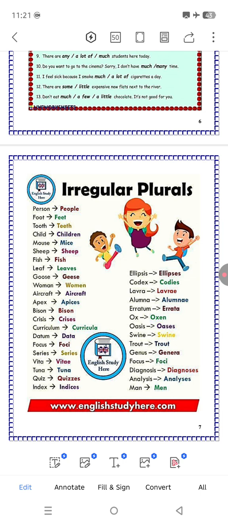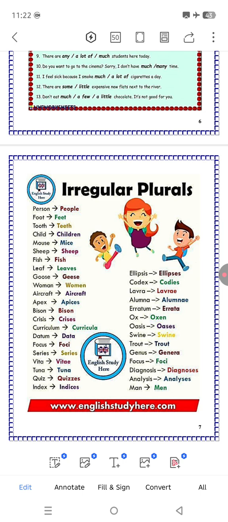You have to know from the context of the sentence itself whether it refers to a singular or a plural entity. We have tuna. Tuna is one type of fish, so it keeps the same form as tuna. We have quiz, quizzes, by doubling the last letter and then adding es. We have index, also by changing the last three letters here. And we have ellipsis, also by changing the last two letters from is to es. We have codex into codices, and larva into larvae, and alumna into alumnae, and erratum into errata.